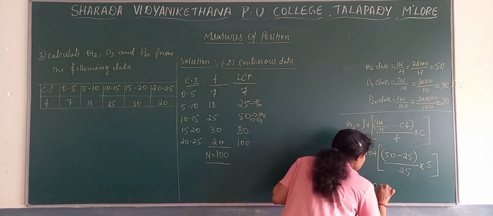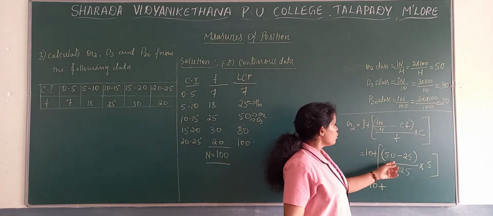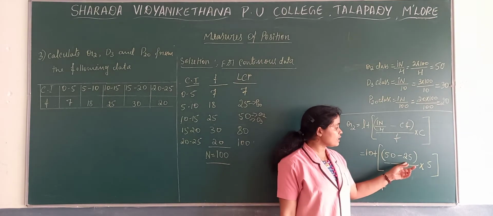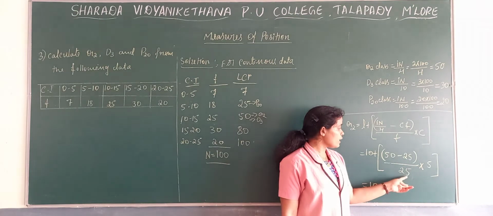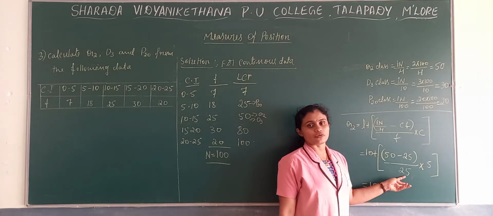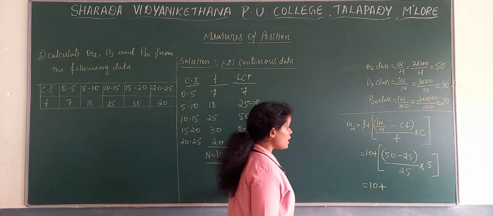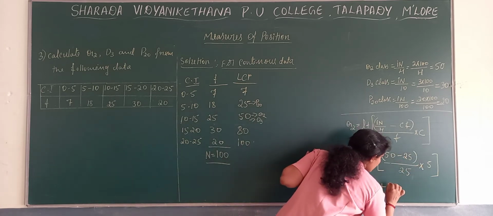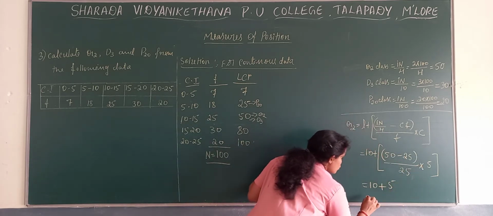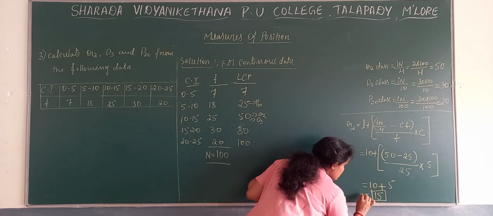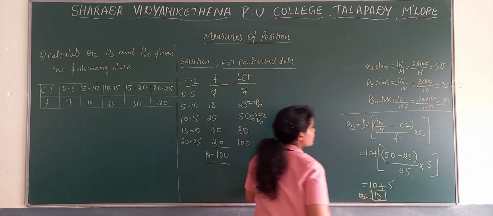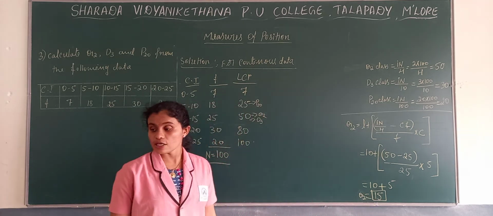Next, 10 plus, now 50 minus 25, you get 25. 25 into 5 is 125. 125 by 25, when you solve this, you get 5. So your Q2 value is 10 plus 5, that is 15.